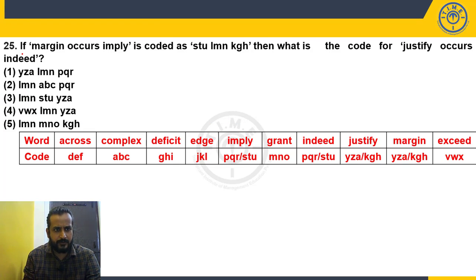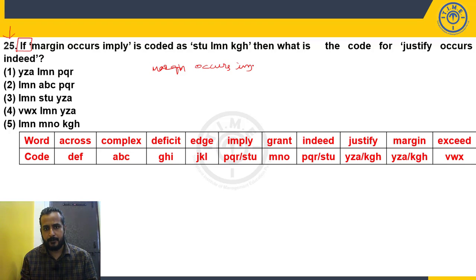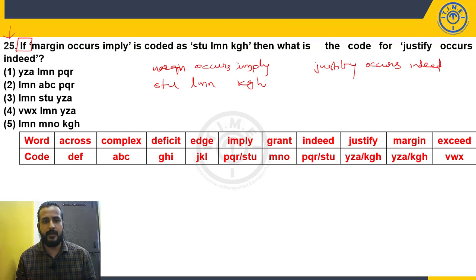No. Here we have an if condition. So when an if condition is given, it is applicable only to that particular question. What is given? Margin occurs imply. Understand the statement. Margin occurs imply is coded as STU LMN KGH. Then what is the code for justify occurs indeed? Let's see how this type of question will be answered.